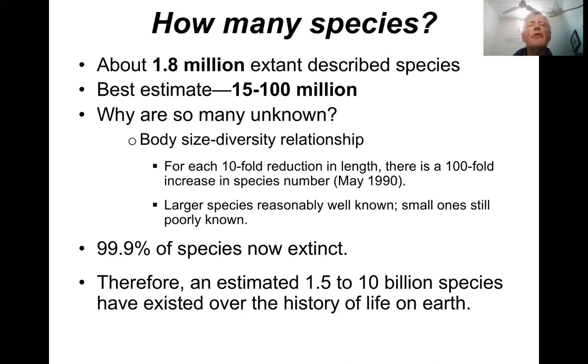All right. If we extrapolate this general view of the diversity of species back across the history of life on Earth, paleontologists and historical biologists estimate that about 99.9% of the species that have existed over the history of life on Earth are now extinct. And for that reason, there have been an estimated 1.5 to as many as 10 billion species over the history of life on Earth. That just gives you a sense of how many there are now and how many there have been. All right.